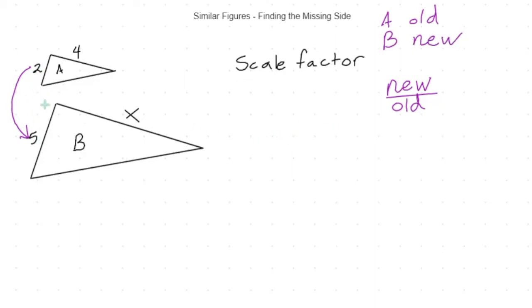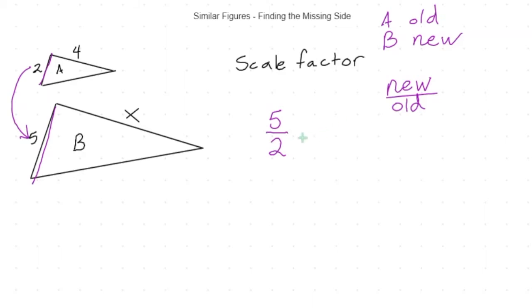So the sides, we have to make sure that they are corresponding sides. So this side and this side are corresponding sides. We're going to use those to find our scale factor. Well, A is our old, and that side is 2. And B is our new, and the corresponding side is 5. So the scale factor is 5 over 2.